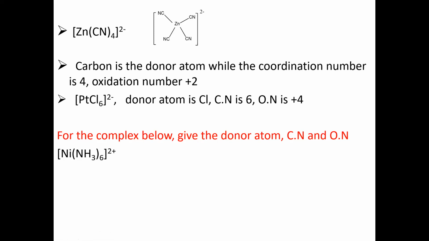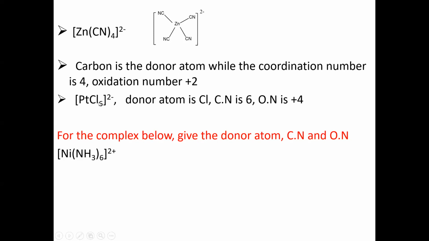So for your cyanide, the coordination number is 4 because we have 4 carbon bonded to the zinc. So not the donor atom. The donor atom is not the ligand. The coordination number we are talking about, yes, we are talking about the ligand, but it's the donor atom because it is the donor atom that is actually coordinated to the metal. So the donor atom is carbon, and there are 4 of them, while your oxidation number is +2.